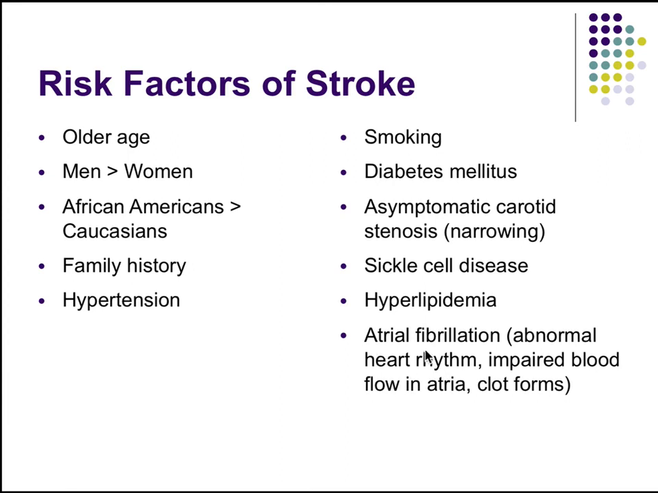And then we have atrial fibrillation. This is basically an abnormal heart rhythm. And what it does is it impairs blood flow in the atria, and so blood can kind of swirl around in the atria, causing clots to form. And then eventually that clot will go into our circulation and can cause a blockage, leading to a stroke.